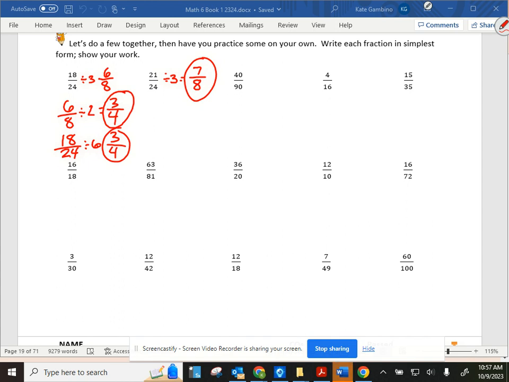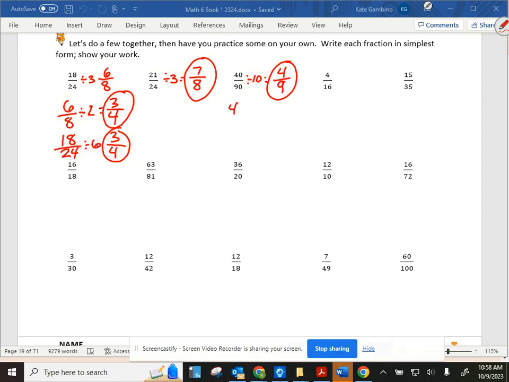40/90ths. What can I divide out, Ava? 10. What is 40 divided by 10? 4. What is 90 divided by 10? Can I divide anything more out of 4 and 9? That's as simple as I can get. This is another one where maybe you divided the 2 out. You'd have to keep on simplifying until you get as low as you can go.